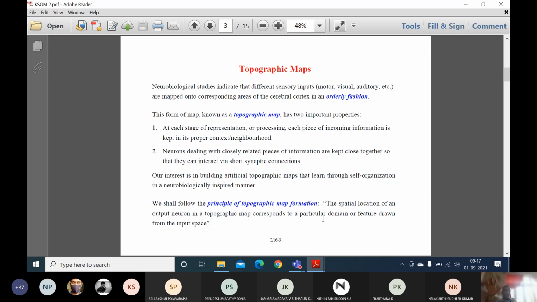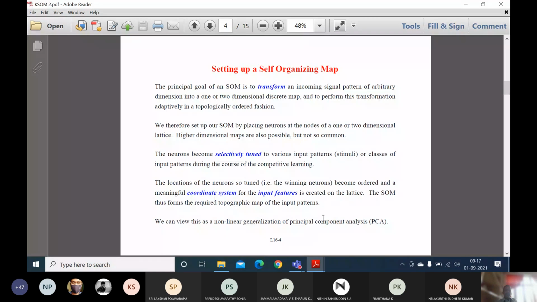That may be considered as a higher dimensional space. From the higher dimensional space, I am trying to map or equate it to a lower dimensional space in the cerebral cortex of a human brain. So the next one is how to set up a SOM.